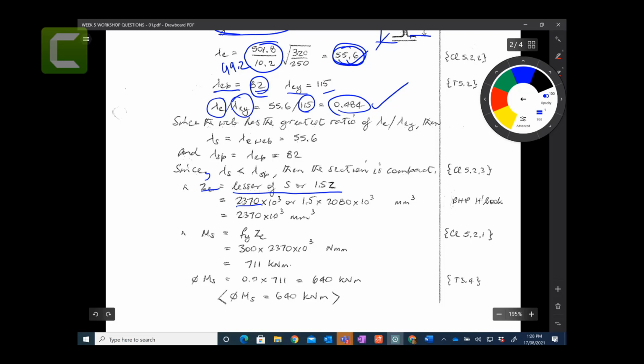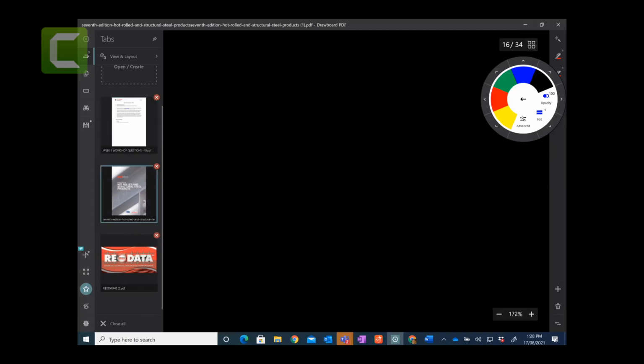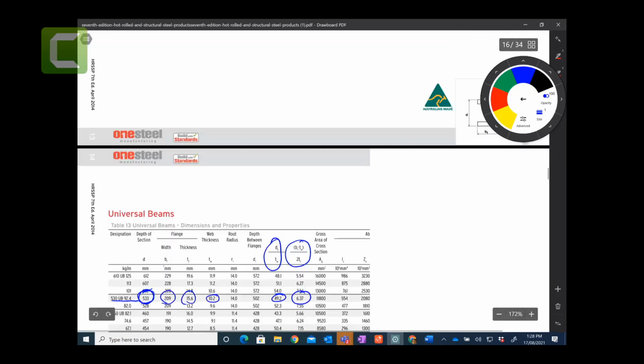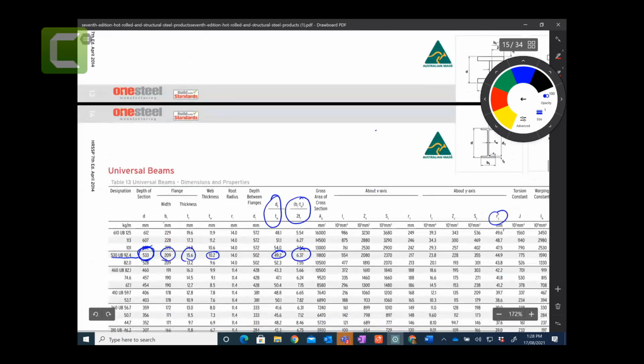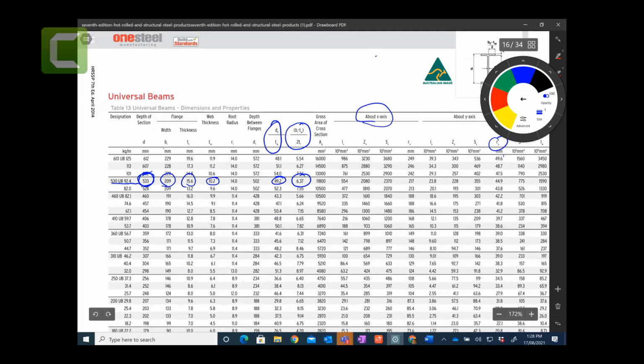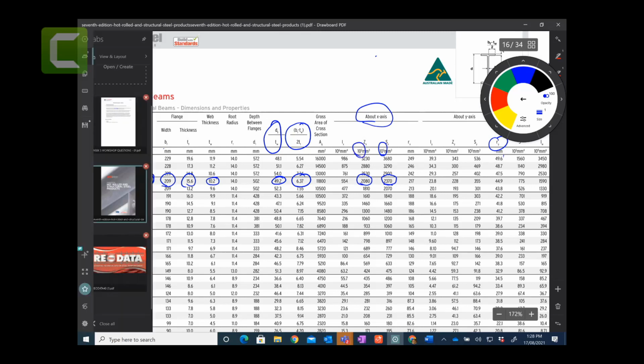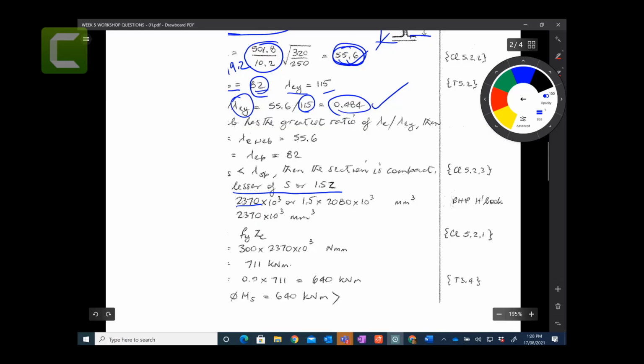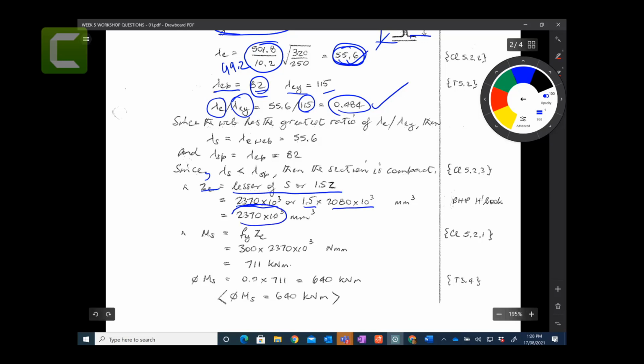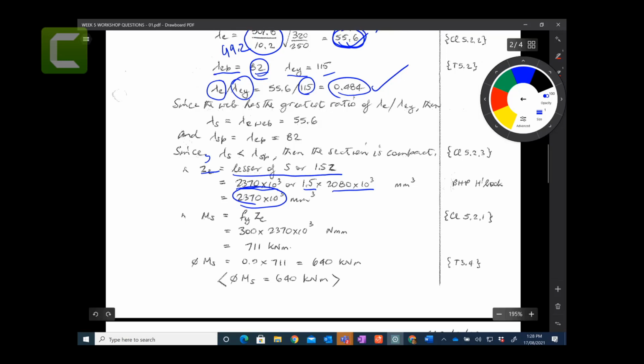Now S is your plastic section modulus, 2370. Where is that? If you go back here, the S value for the welded column, universal column. So we are bending about the X axis, strong axis, and the S value is plastic section modulus 2370. Don't forget to multiply by 10 to the power 3, and the elastic modulus is 2080 times 10 to the power 3. So that is taken here. Minimum of plastic section modulus or 1.5 times elastic section modulus. If you multiply, the minimum would be 2370. So that is your ZE.